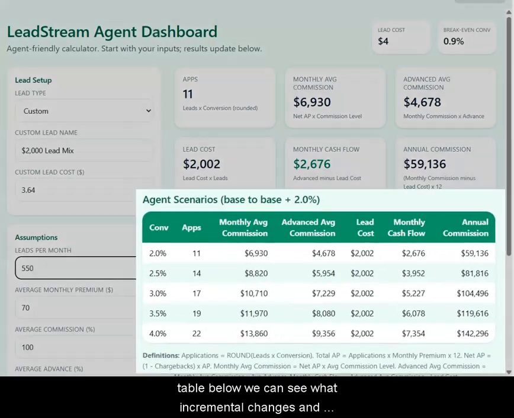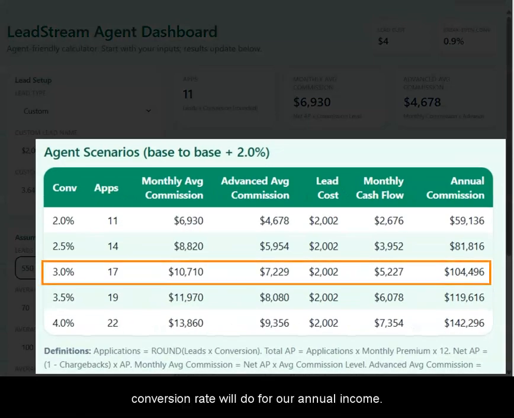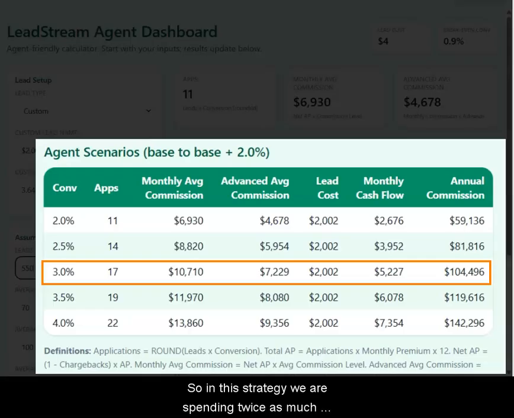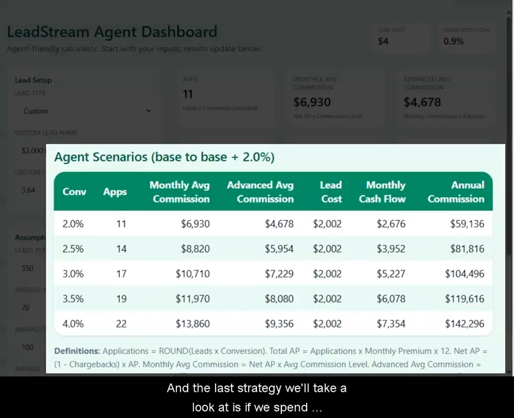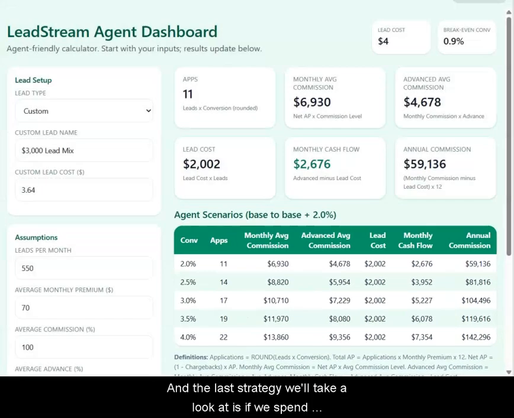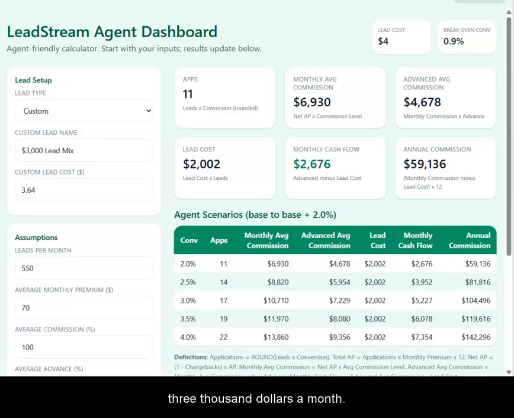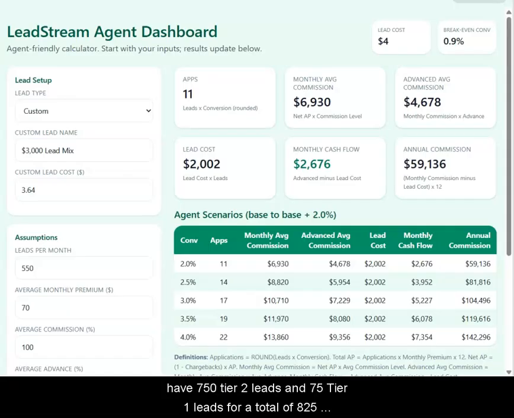And once again, if we look at the table below, we can see what incremental changes in conversion rate will do for our annual income. So in this strategy, we are spending twice as much money, but we're also making almost twice as much money. And the last strategy we'll take a look at is if we spend $3,000 a month. If we spend $3,000 a month, our leads will go up by another 275. So instead of 550, we will have 750 tier 2 leads and 75 tier 1 leads for a total of 825 leads. That's an awful lot of leads.